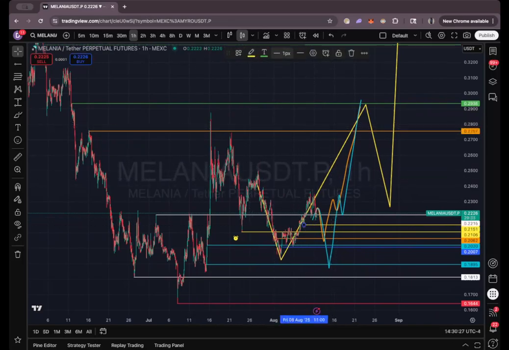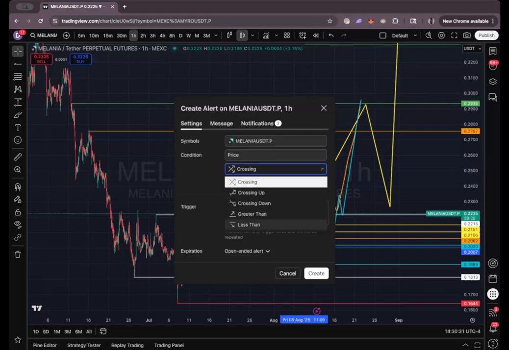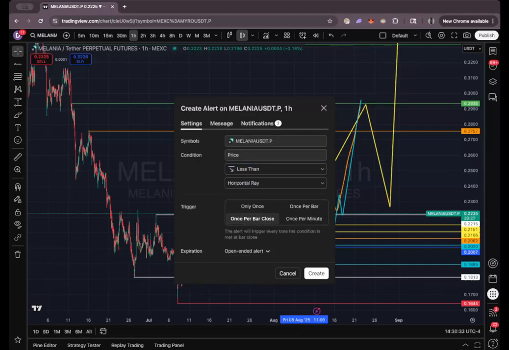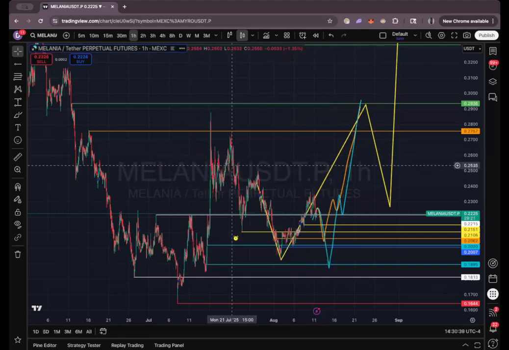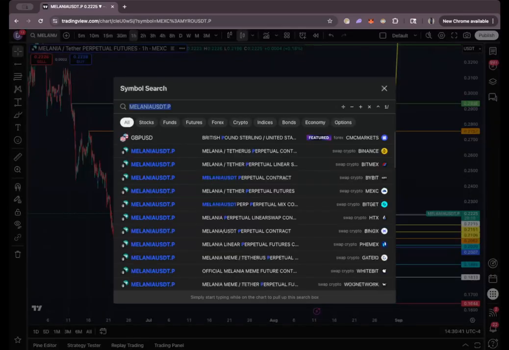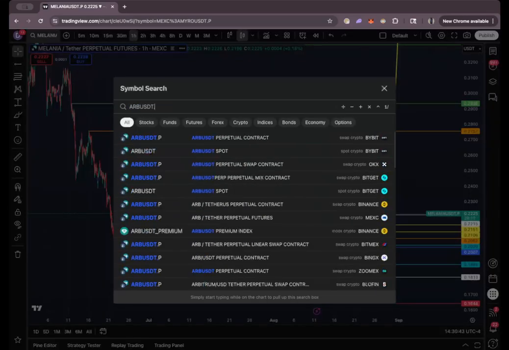So in this case, I'm going to do an alert on the closure from the 1 hour here, less than. Here we go, perfect. And this will be a good pickup once we break this range as well. I'll take that as well. And then let's go through a few of the other ones. I'll try and do some rapid fire here.